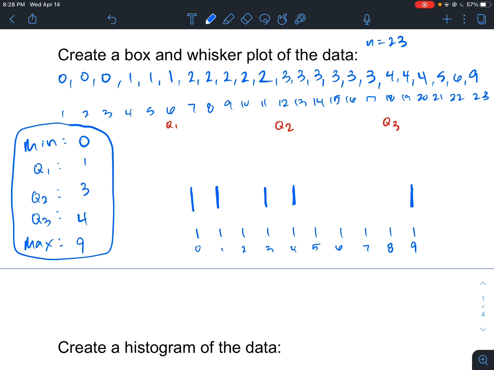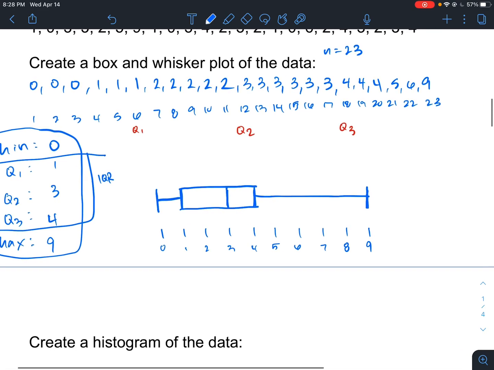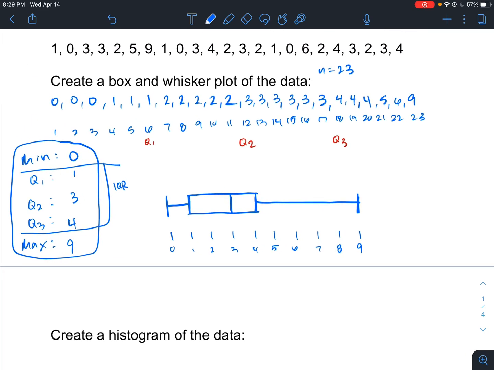Now, the interquartile range is right here. This is my interquartile range. An interquartile range you draw as a box. So that's right here. And then from Q1 to the minimum, you draw your whiskers. Like that. Okay, now this would be the data set here. This would be our data set.